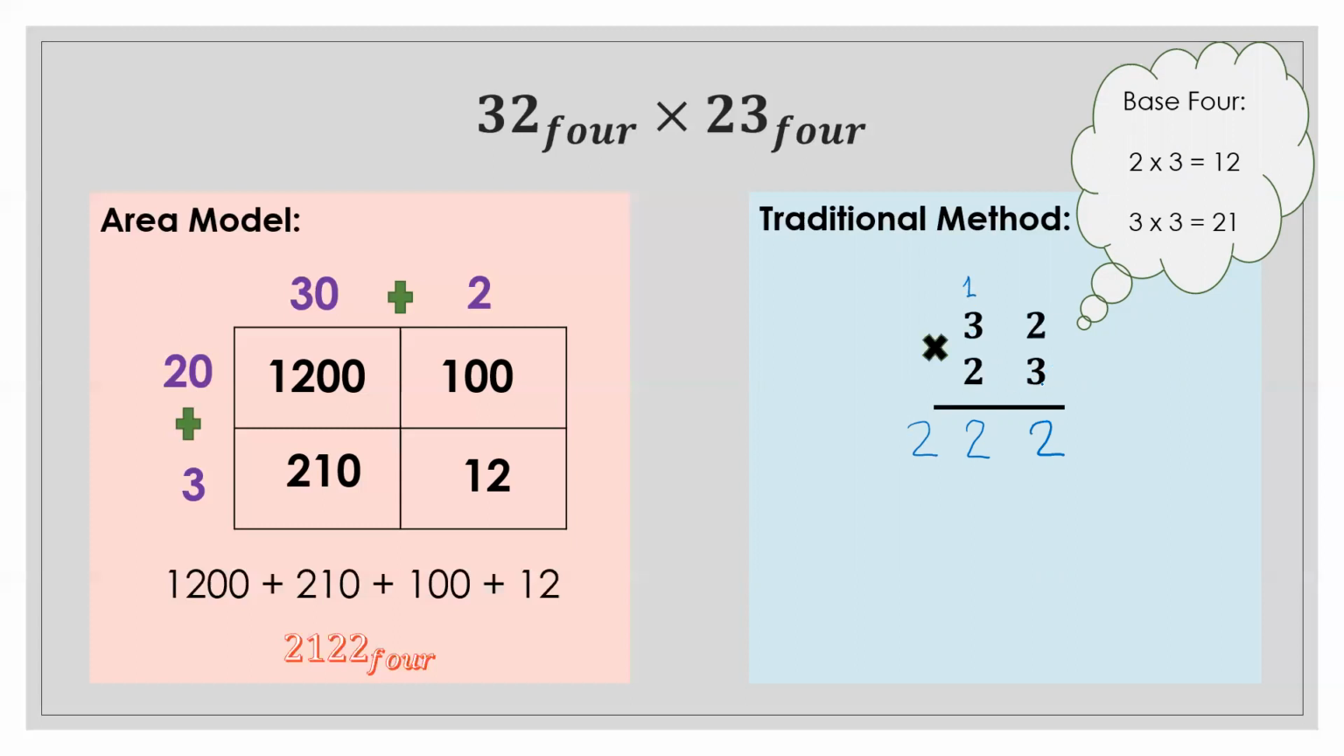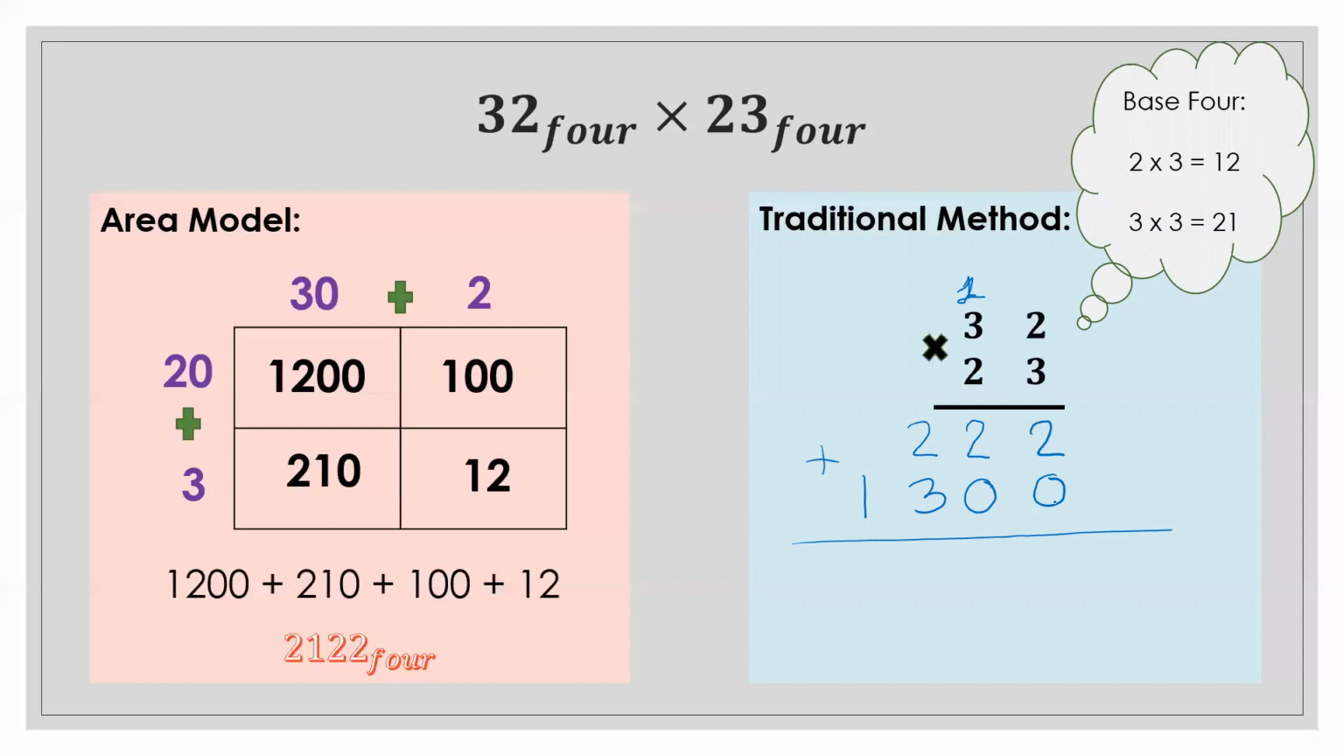And then when you move to the next second place value, we'll place a 0 as a placeholder there. 2 times 2 is 1, 0, so we'll write 0, and then again put the 1 there as our regrouping. And then 2 times 3 is 1, 2, plus 1 more is 1, 3. And then we will add these together.